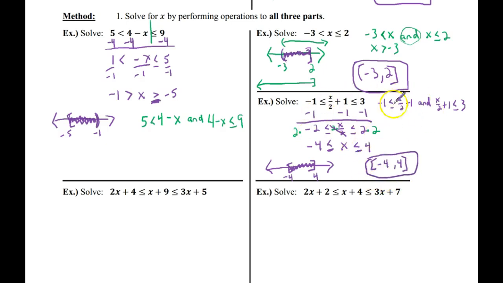So I like this way because I don't have to solve 2 separately and end up doing the same steps where I subtract 1 and subtract 1, multiply by 2 and multiply by 2. I'm just doing it all at once. Some people are visual and they'd rather them be separated, and that's fine. But this way only works if there's only variables in the middle.